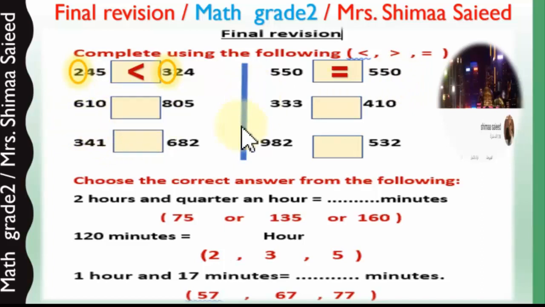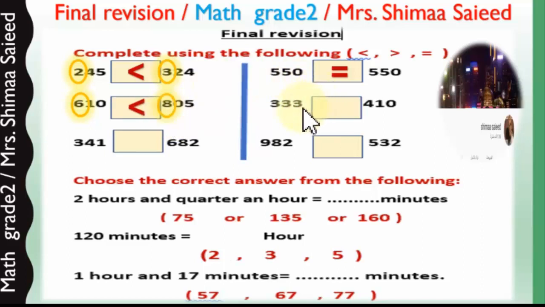610 and 805. To compare between 610 and 805, here we have a 3-digit number, and here we have a 3-digit number. So look at hundreds digit. 6 in hundreds place, 8 in hundreds place. You know that 6 is less than 8. So 610 is less than 805.